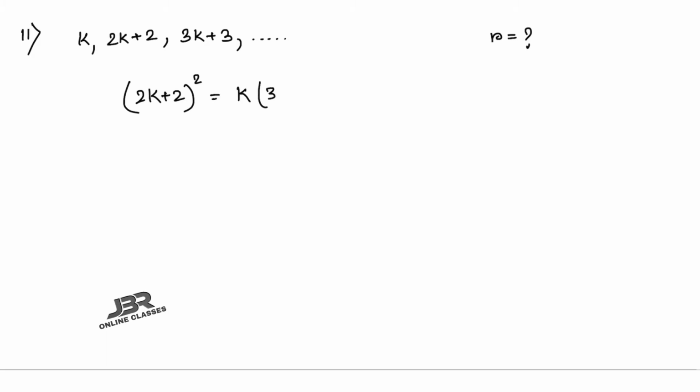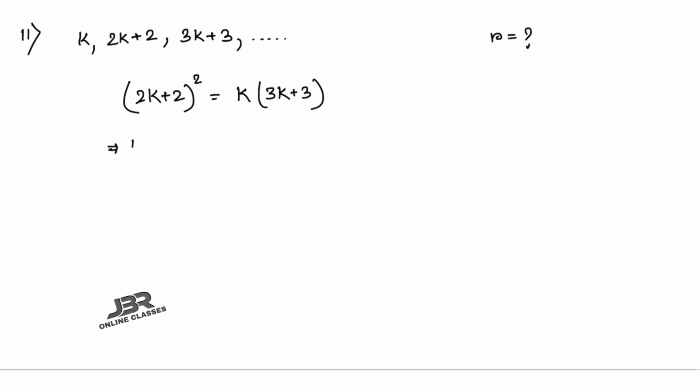Okay, now next one, sum number 11. If k, 2k plus 2, 3k plus 3 and so on are in GP, find the common ratio of the GP. That means you have to find out the value of small r. As these three numbers are in GP, you can write 2k plus 2 whole square equals k into 3k plus 3.